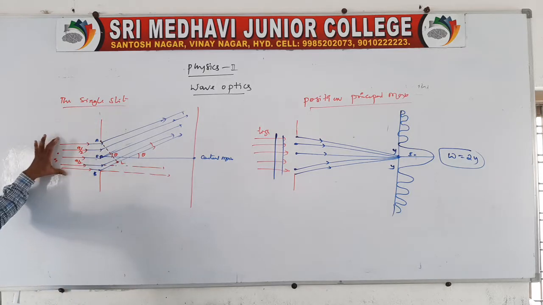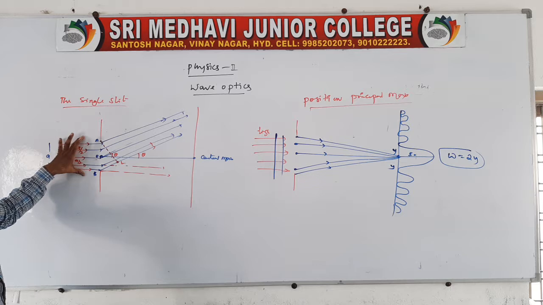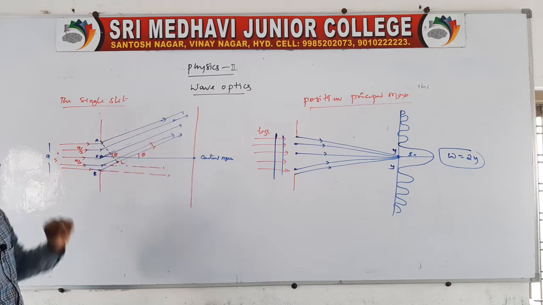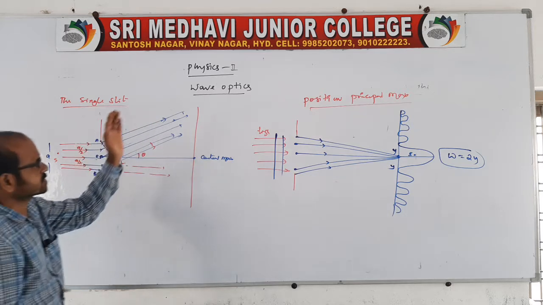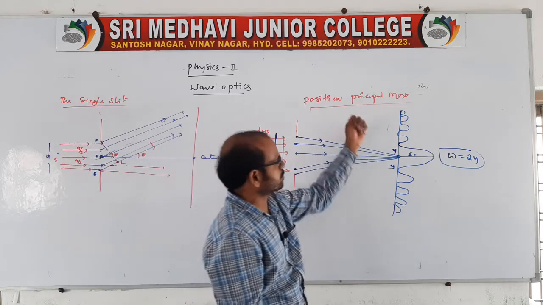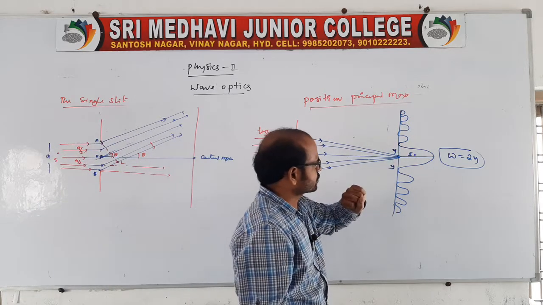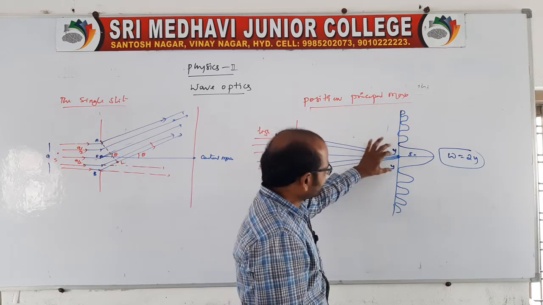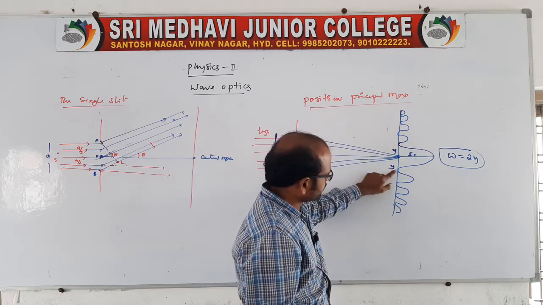Look at the rays: the plane waves are entering through the small opening. Therefore, the rays are diffracted and form a pattern on the screen. At one point there is maxima, at another point there is minima. You can see the principal maxima here. The central point always forms a maxima, which we call the central maxima. After the maxima we will get the first order minima.